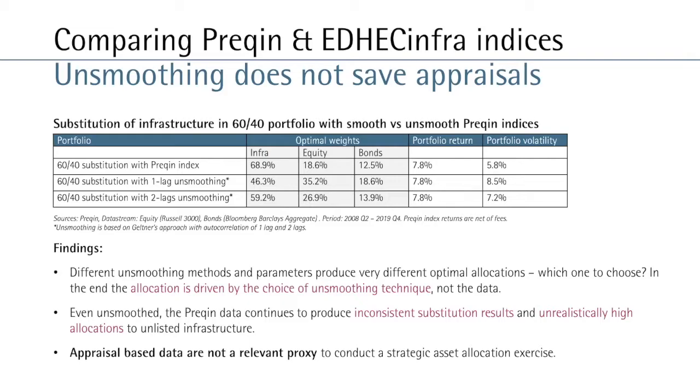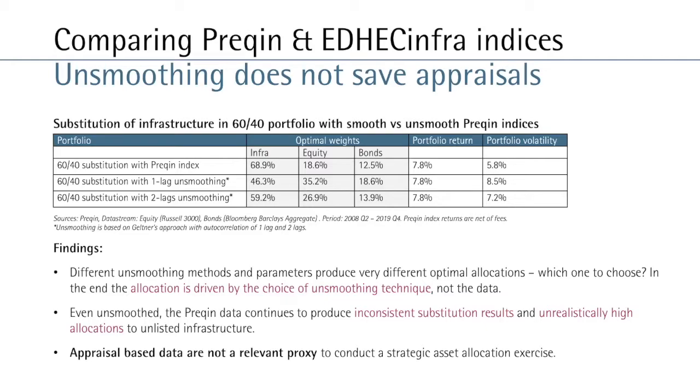And here we get completely different results. We get an allocation of 60%. So in the end, unsmoothing does not really help because it doesn't make the data more consistent or the results more consistent. And the allocation is essentially a function of the choice of unsmoothing technique. That's a little bit scary.